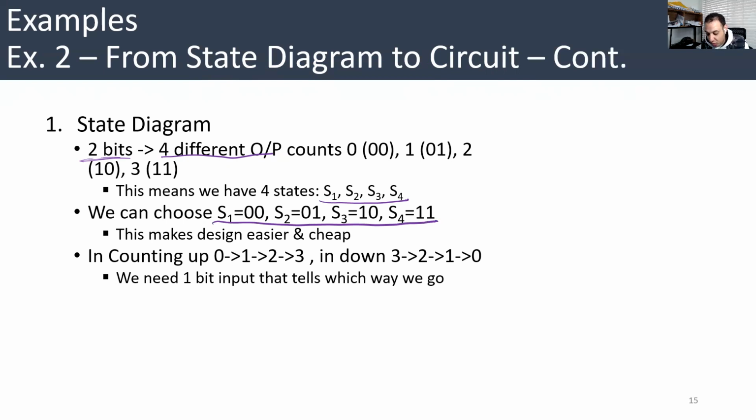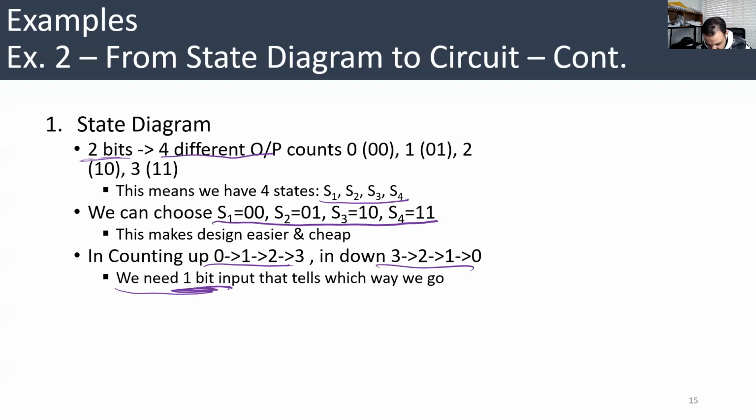You can choose S1 equal to 1 1 or 1 0, but each state should have a different combination. You cannot choose the same combination for 2 different states, for example S1 and S2 both 0 0. That's forbidden, now they are the same state. And to count up or count down, we need a 1-bit input. If it's 0, we count up, for example, and if it's 1, we count down. You can also choose the opposite: 1 counts up, 0 counts down, whatever you like.